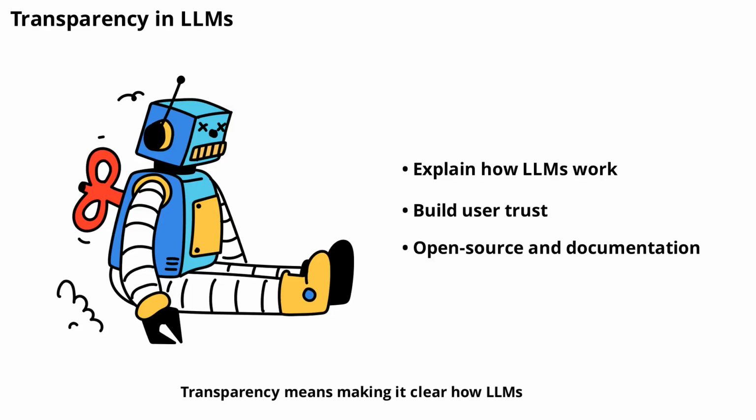Transparency means making it clear how LLMs work and how their outputs are generated. This helps users trust the technology and understand its limitations. Open-source models and clear documentation are important steps toward greater transparency in the AI community.